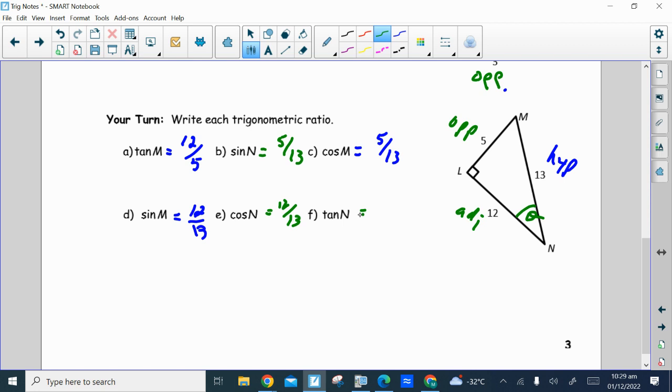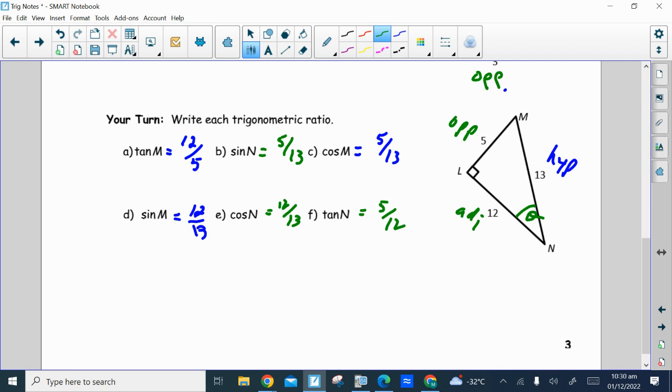And the tangent of N, tangent is opposite over adjacent, that'll be 5 over 12. You may have noticed that the sine of N and the cosine of M are the same ratio, 5 over 13. Also, the sine of M and the cosine of N are also the same ratio, 12 over 13. Also, the tangents of the two angles are reciprocals of each other. That will always happen.